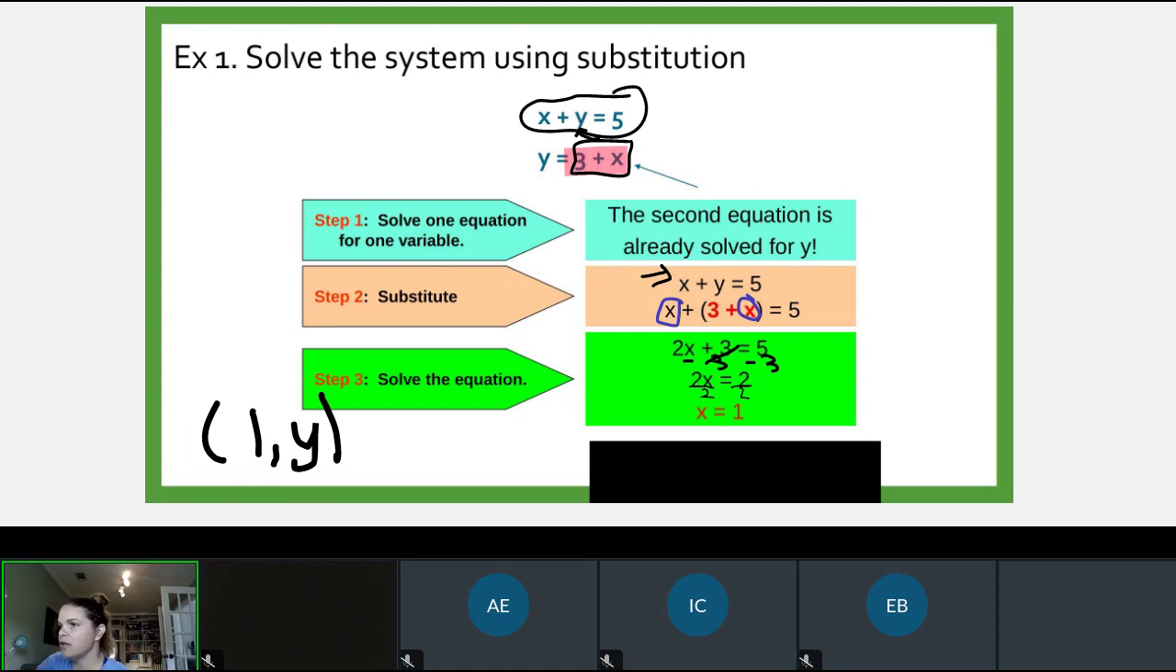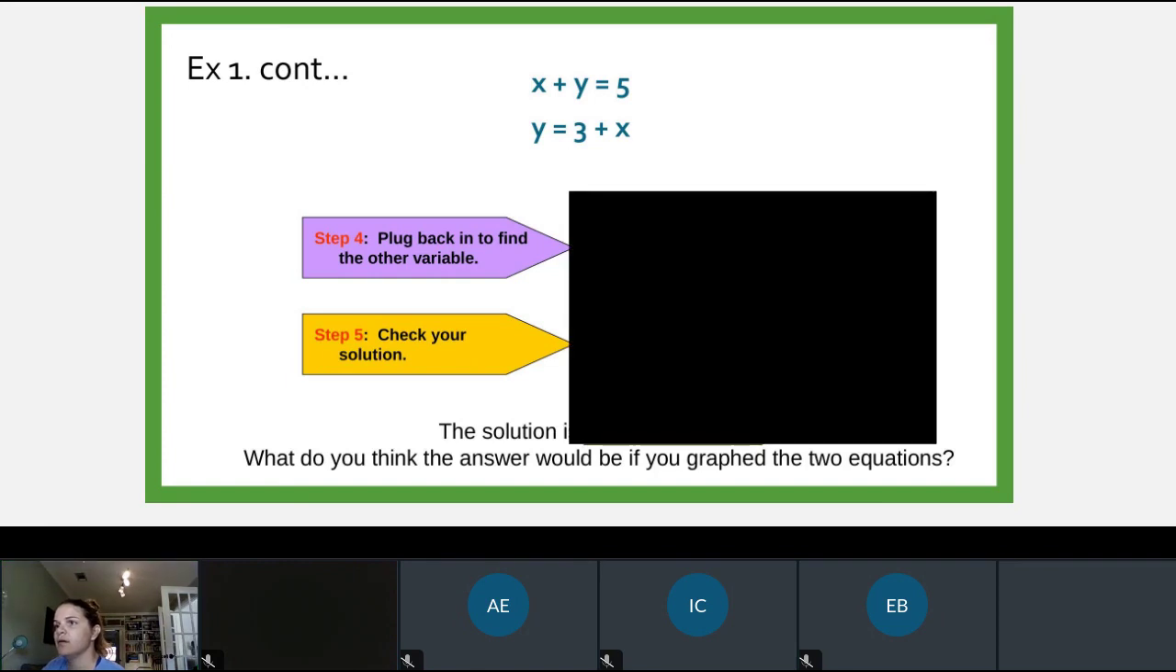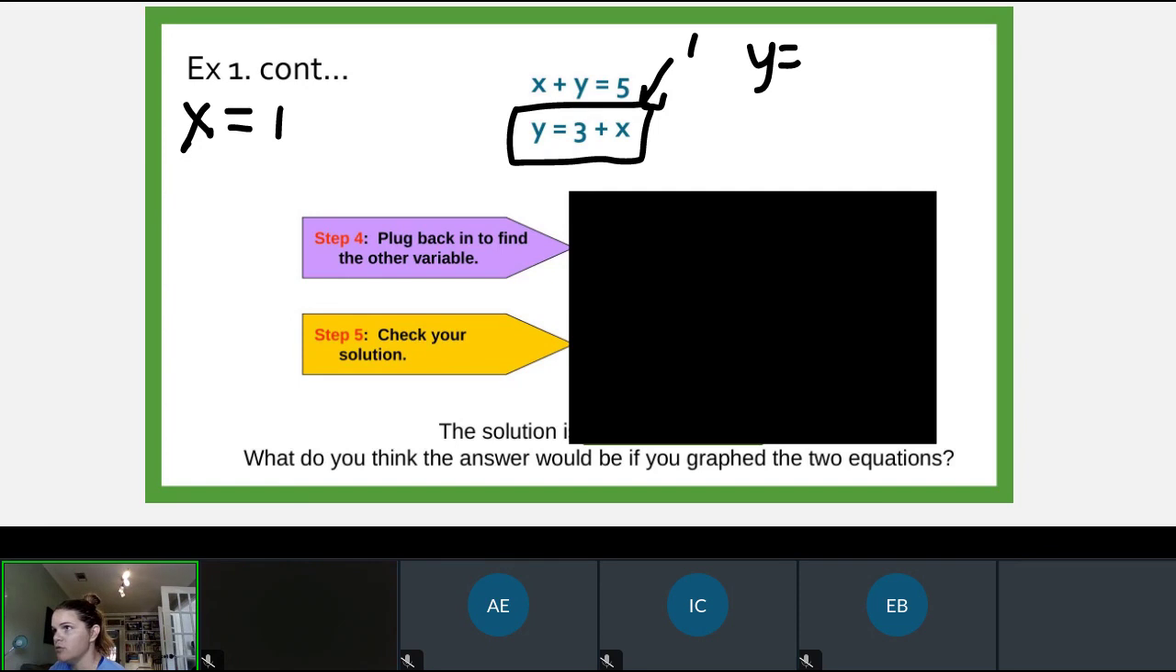Okay, so let's now go to step 4. Step 4 says to plug back in to find the other variable. Remember, on this previous page, we just said that x was equal to 1. So instead of an x, I'm going to put in a 1. So I get y equals 3 plus 1.